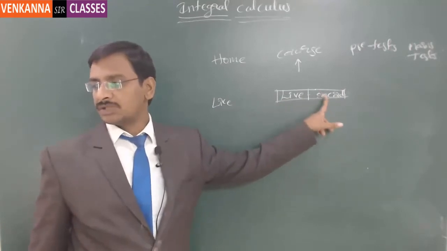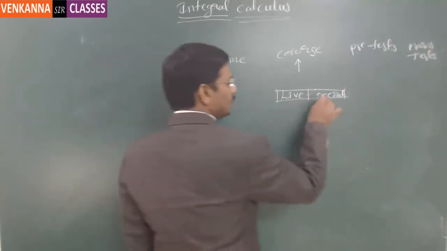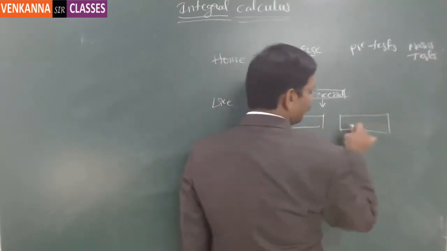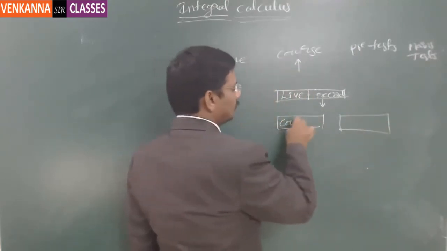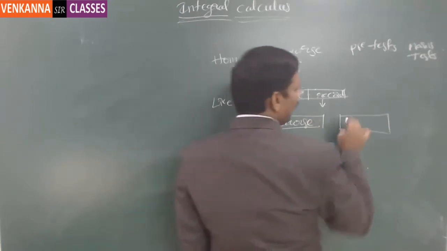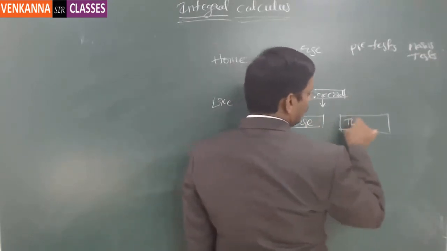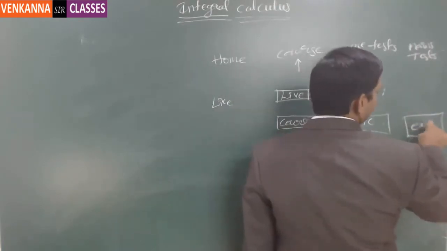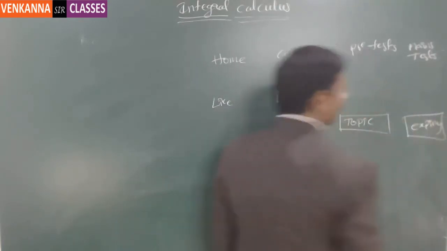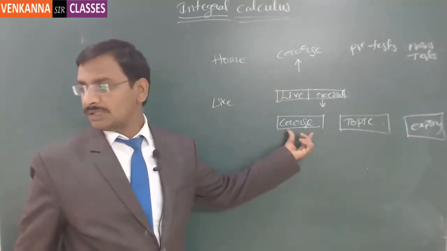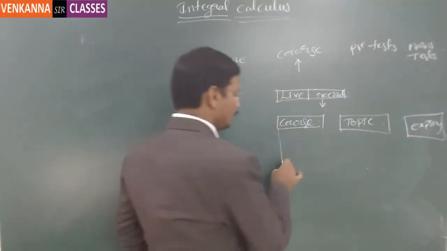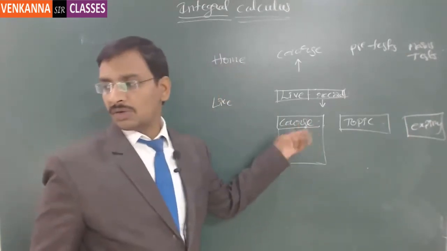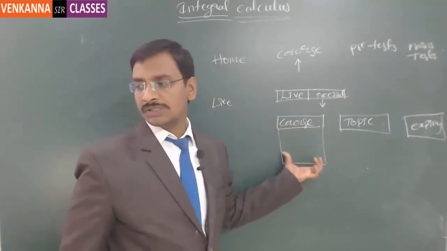In the recorded section, if you click it, there will be two different menu items. This is the course menu item, and this is the paper or topic. And here your course expiry date will be shown. The course menu is a drop down list. If you hover the mouse here, it is going to display all the courses that are active for you.